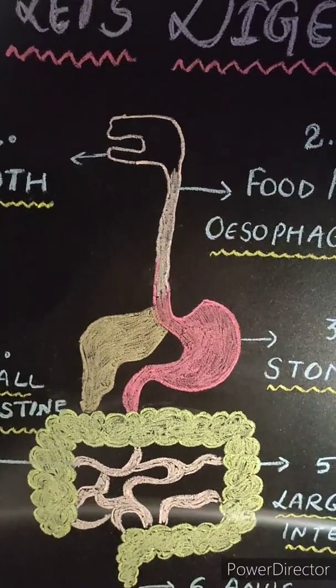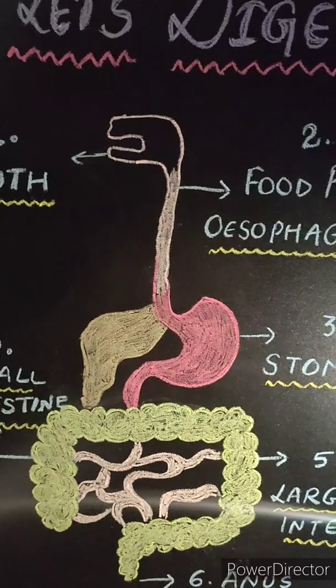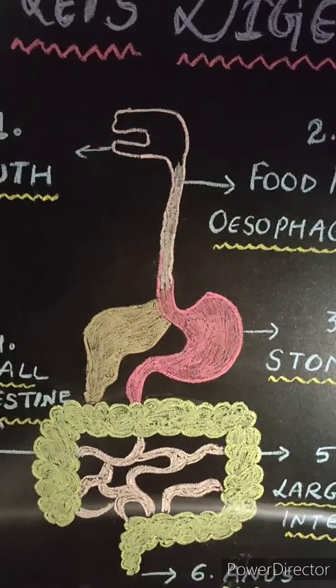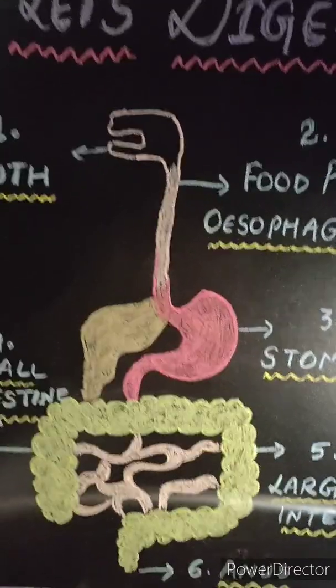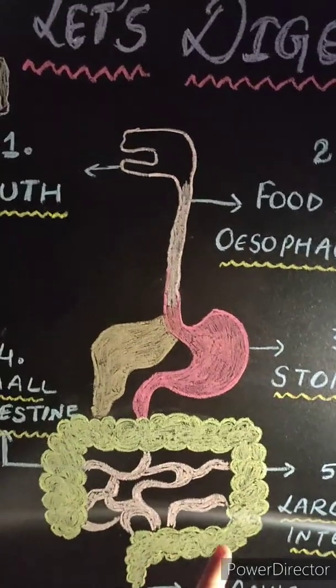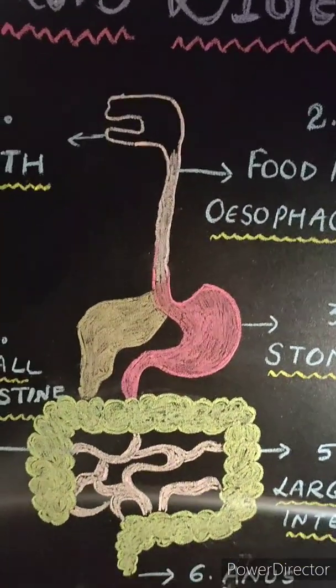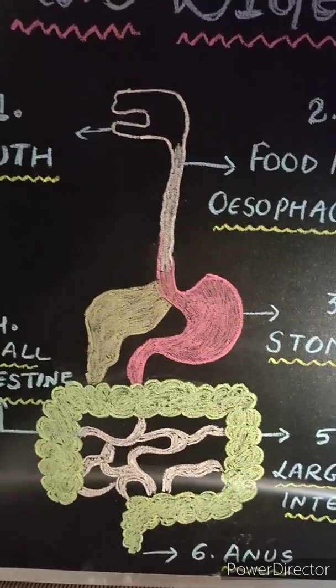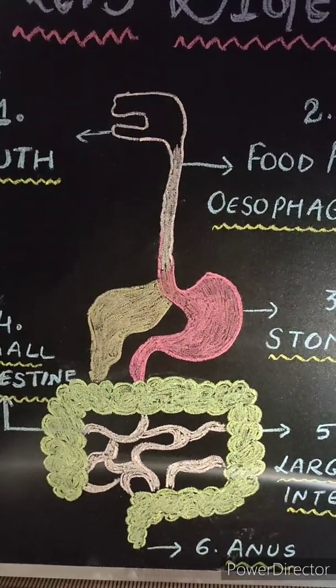Okay, water, which is very important for the digestion. That is why it is always said drink lots of water, because it is helpful in digestion. So the large intestine absorbs the water. Now the digestion is totally complete.